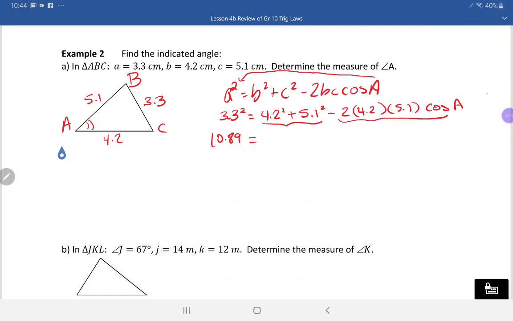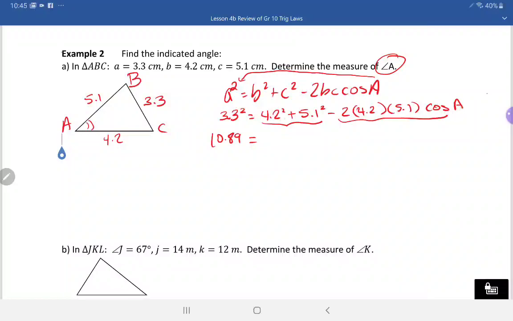Okay, so I set up the cos law. I subbed in 3.3 for my A value. I subbed in 4.2 and 5.1 for B and C. And I did that again here for B and C. And cos A is what we're solving for in this question. So because we are solving for cos A, I had to make sure I began with lowercase a.